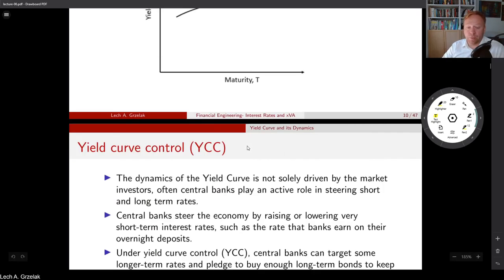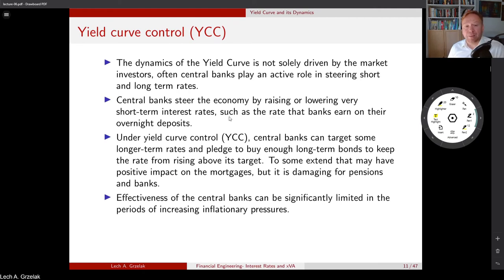Another aspect of curve dynamics and factors that may influence interest rates is the so-called YCC, yield curve control. Like I already mentioned, the yield curve is not solely driven by market forces, supply and demand. There could also be a significant role of a central bank, because most central banks have two targets: employment and also a target for inflation.